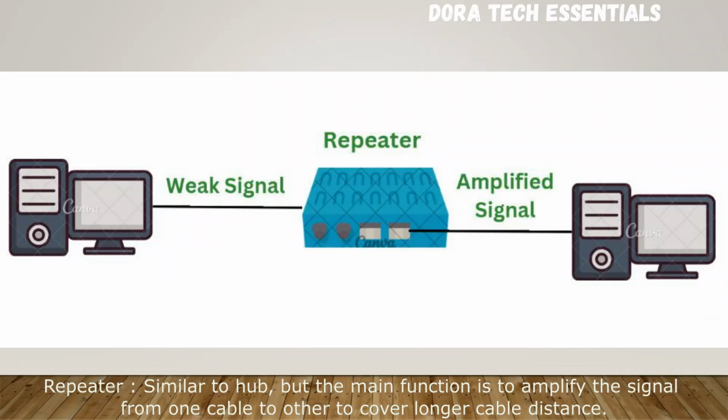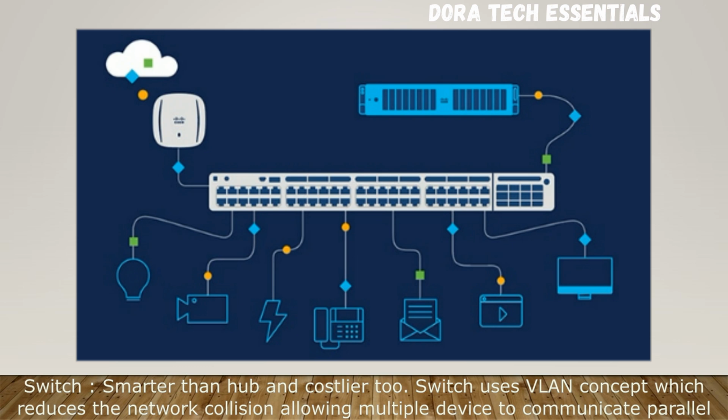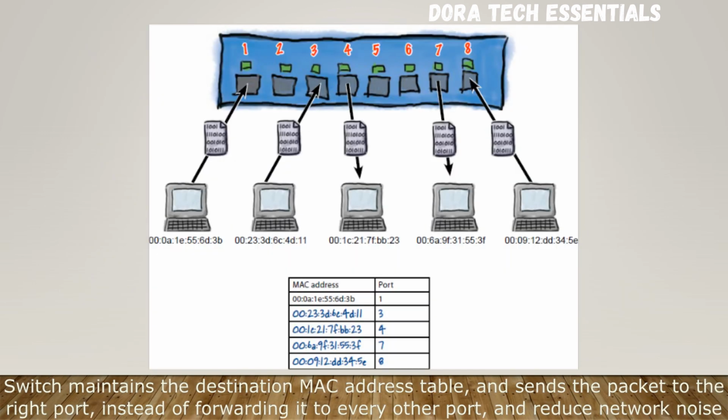Repeater, similar to a hub, but the main function is to amplify the signal from one cable to another to cover longer cable distance. Switch, smarter than a hub and costlier too. A switch uses the VLAN concept, which reduces the network collision, allowing multiple devices to communicate in parallel. A switch maintains the destination MAC address table and sends the packet to the right port instead of forwarding it to every other port, reducing network noise.